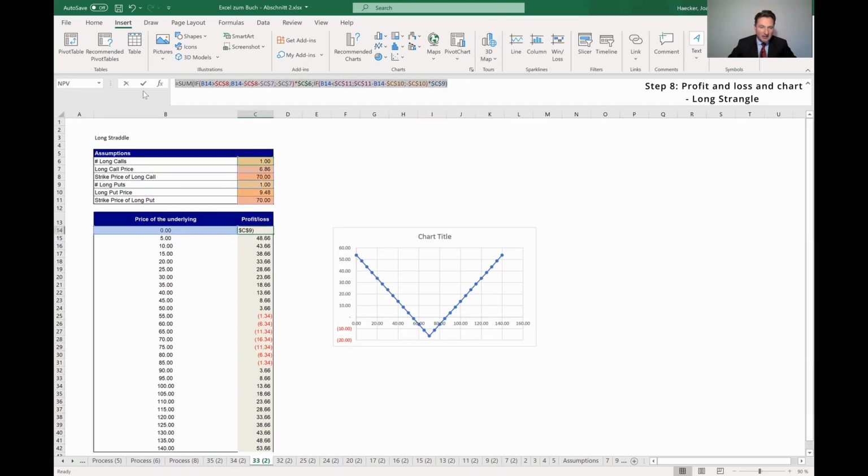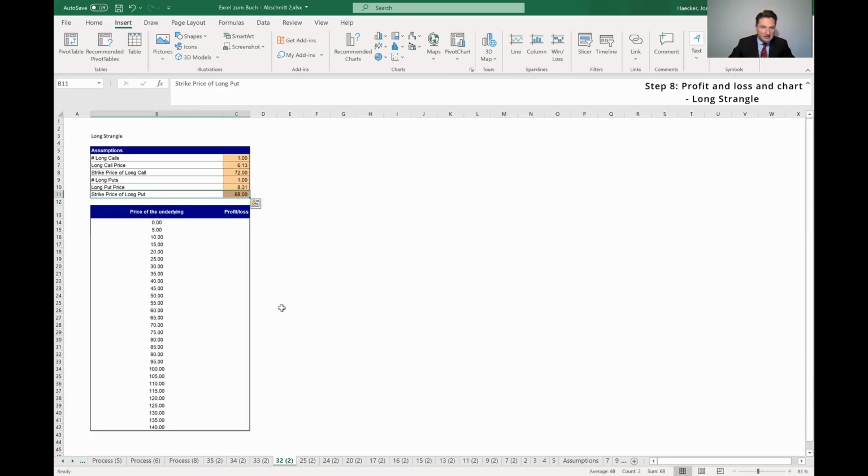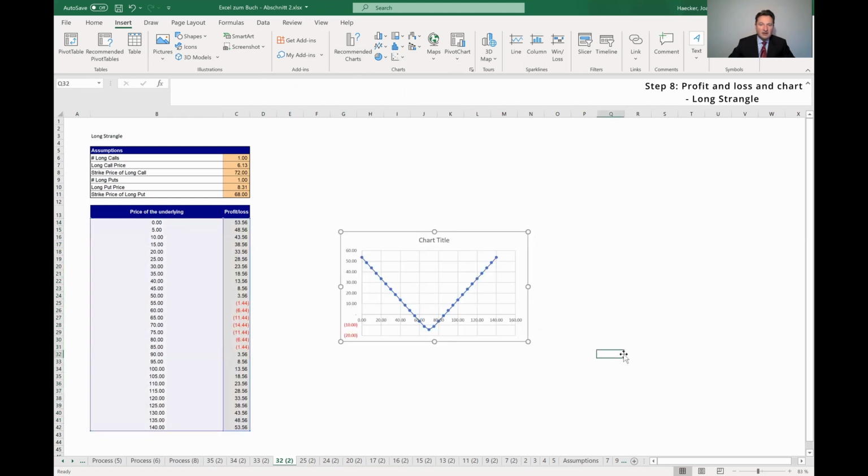So we go to long straddle. We copy the formula and we paste it in cell C14 regarding the long strangle. The formula doesn't change, just the strike price is changed. We pull down the formula and this is what we get. Next step, we insert the respective chart and this is what we get.